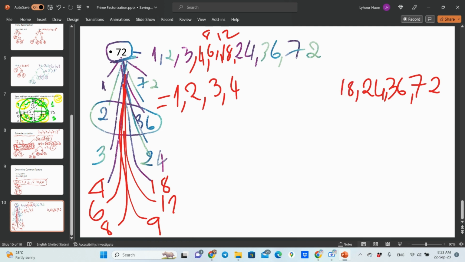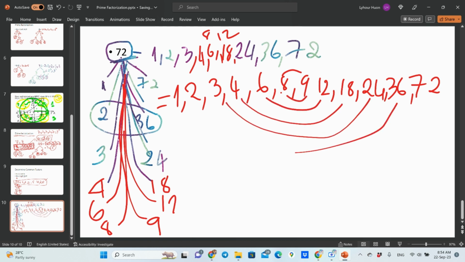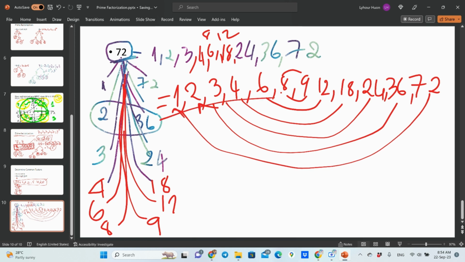18, yes. And then 6 and 12. After that, it's 8 and 9. Yes, 8 and 9. Now we cannot go on. If we go on, 9 will be 8, right? The pair 8 and 9. This with this, this with this, this with this, it's going to be with this again, right? So then we don't miss any pair or any number.